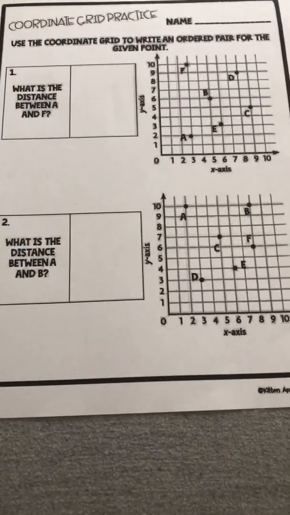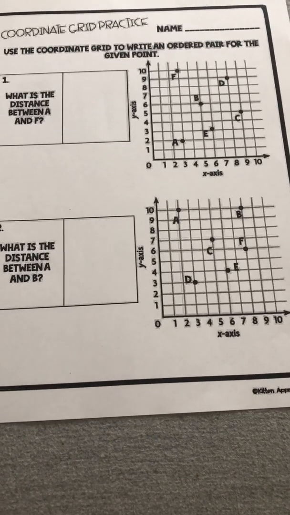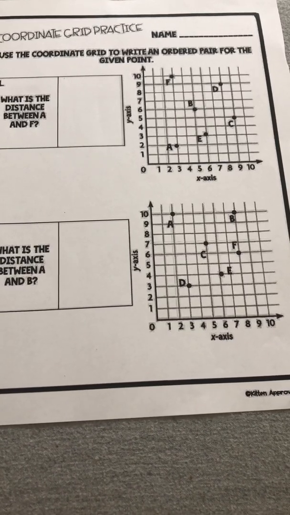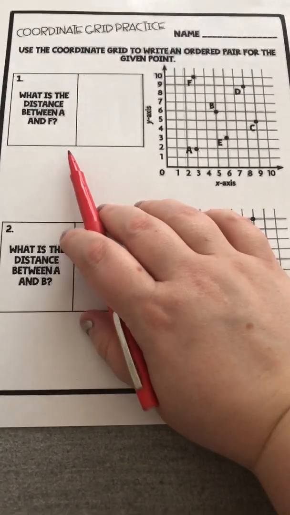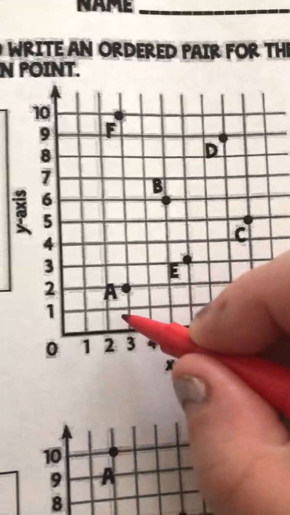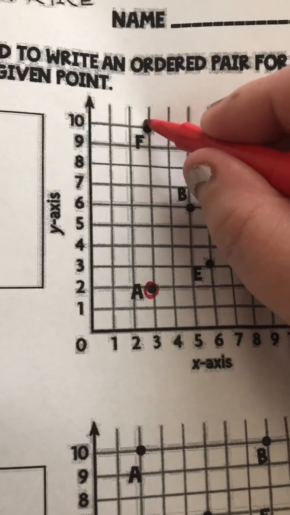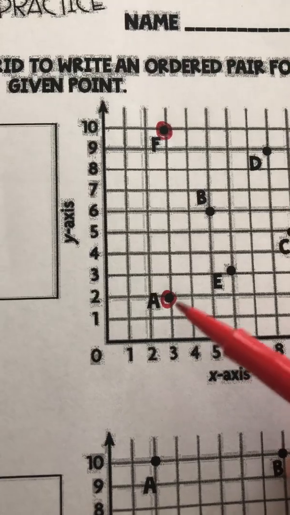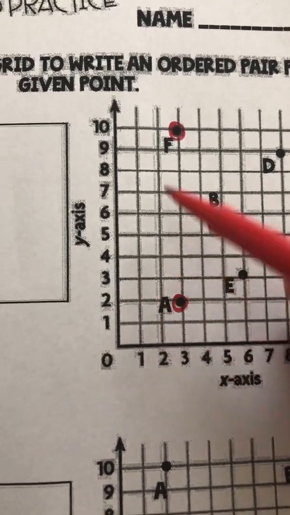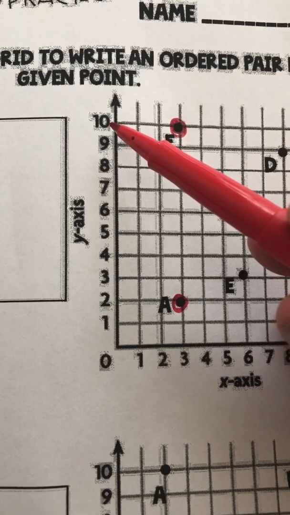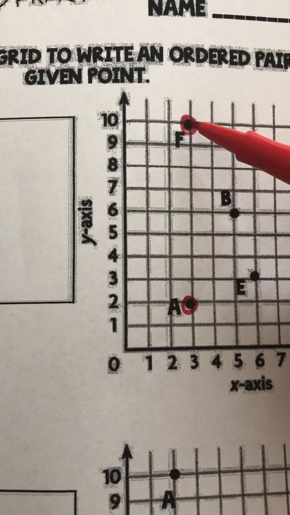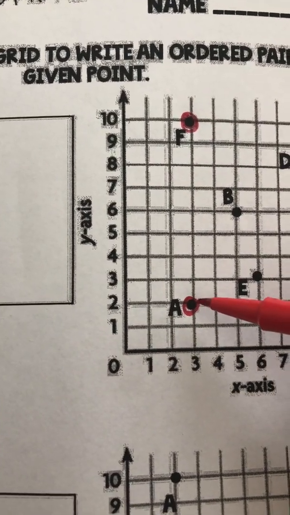The last practice thing we're going to do is find the distance between a couple of points. For example, this says find the distance between A and F. Here's A and here's F. What is the distance between those points? If A is on the 2 and F is on the 10, what's the difference between those two? Well, 10 minus 2 is what? Write it down.